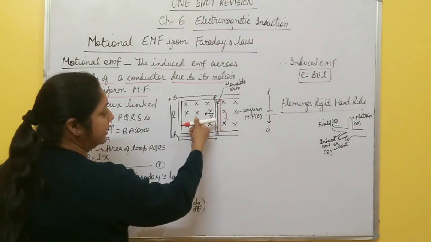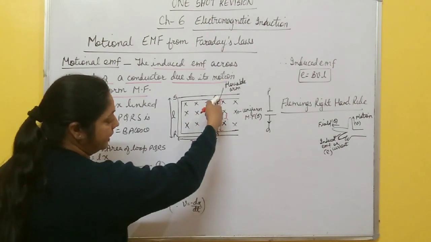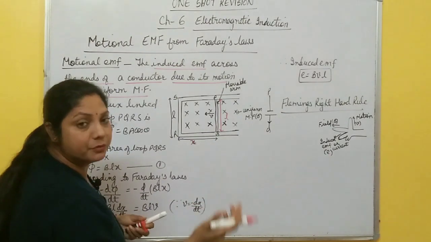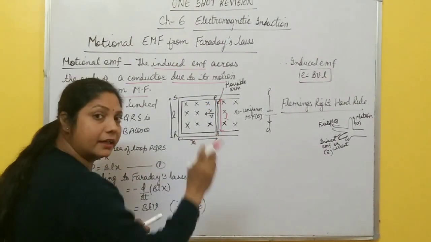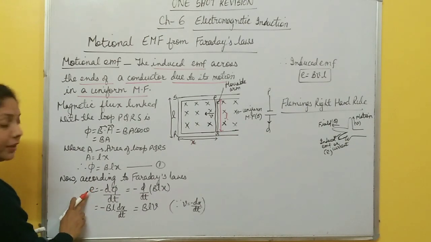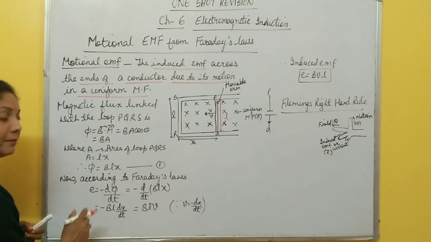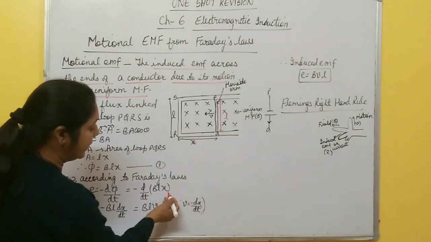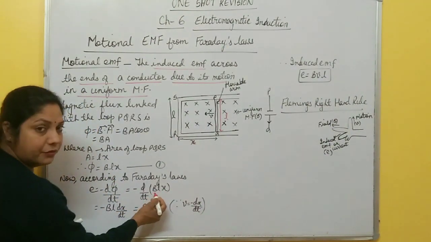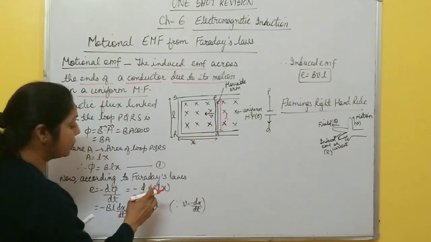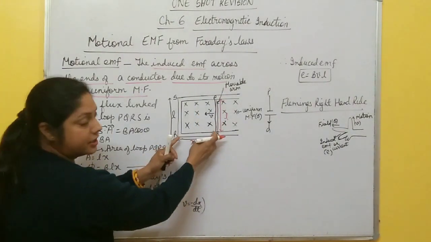Now this movable conductor PQ is moving towards left, and due to its motion, the area changes and EMF is induced. Now according to Faraday's law, what is the value of the induced EMF? Minus d phi by dt. You put the value of phi from this equation, BLX. Now here B is uniform, constant. The length of this PQ conductor is also constant. Only this breadth is changing.